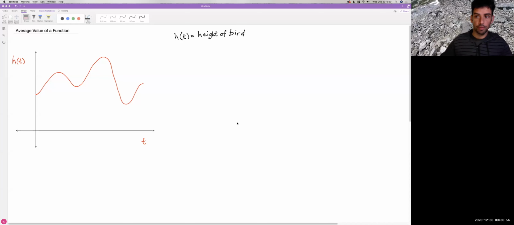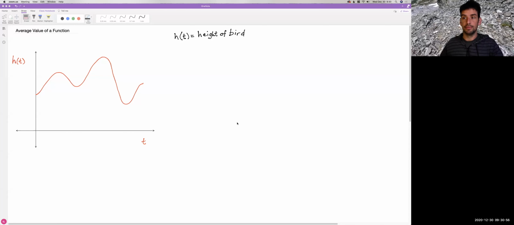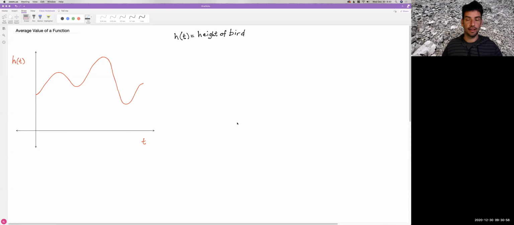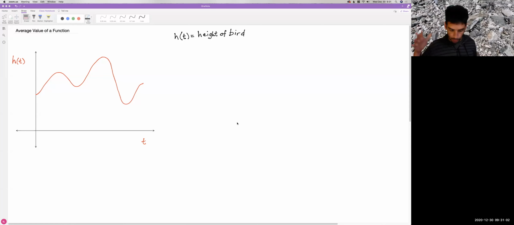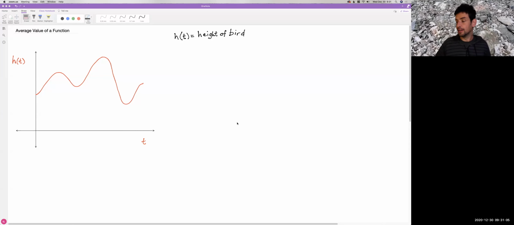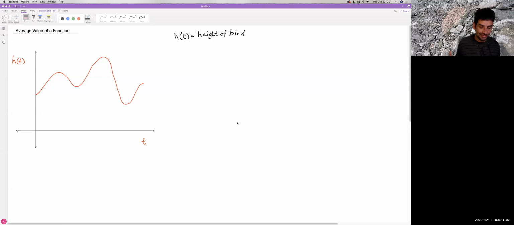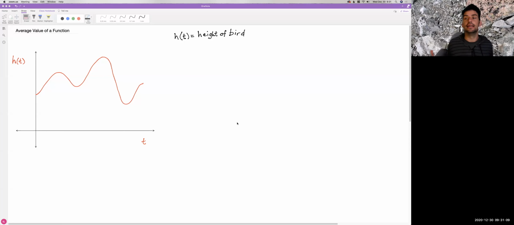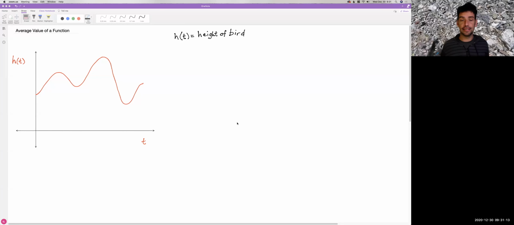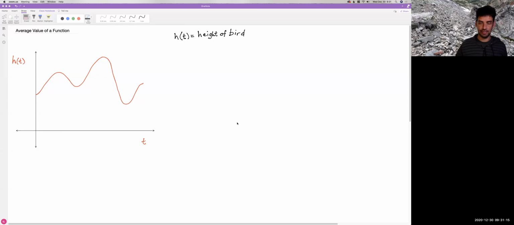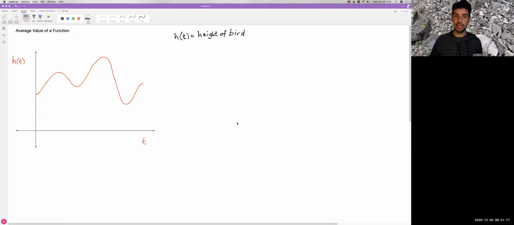Hey everybody, we're going to take a look at a new idea, the average value of a function. Before we get into the details, let me say a couple of quick things. This is going to be the first of many examples of us taking this idea of the integral and applying it in a new way.